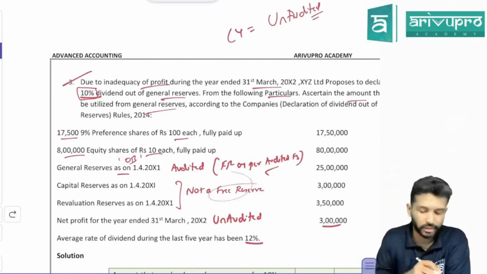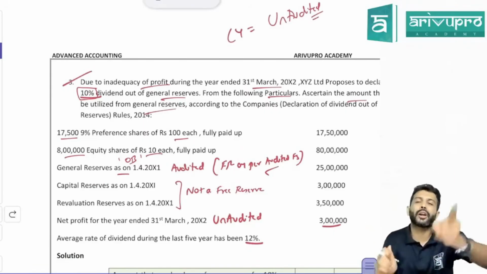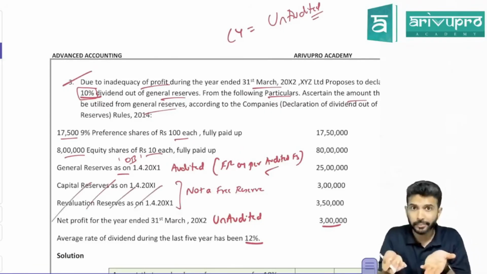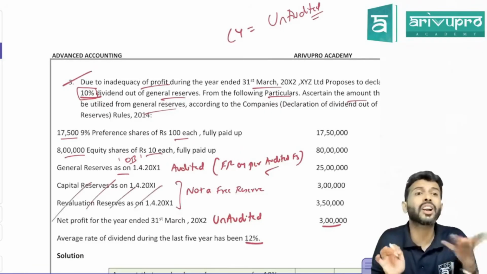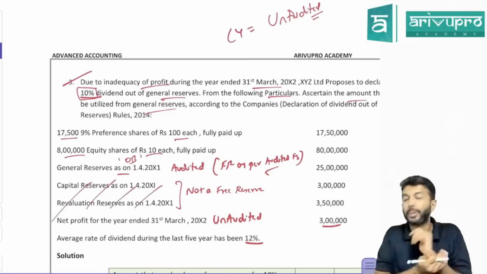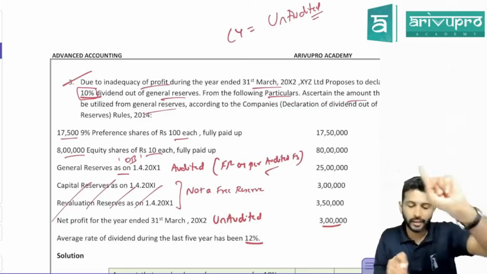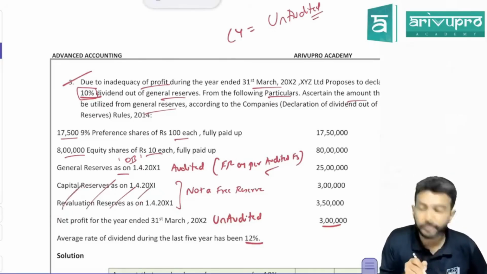They are not a free reserve. So the condition we are testing is only for free reserve. So will we use these two reserves or not required? They may be audited because they relate to last year. Will we take that or not? We don't want it. We don't want it because we want only paid up capital and free reserve. Capital reserve and revaluation reserve is not a free reserve, so ignored.